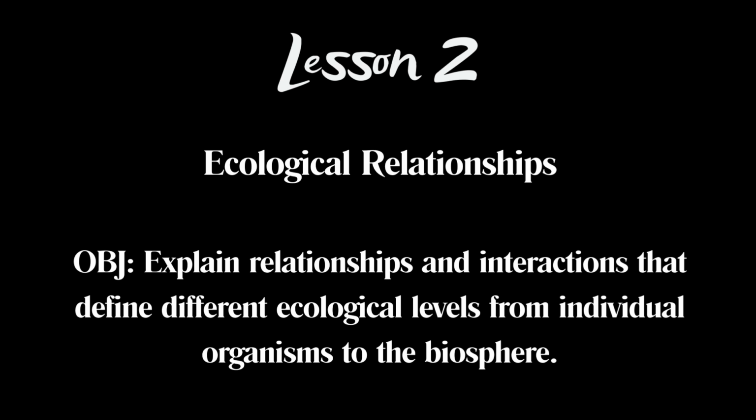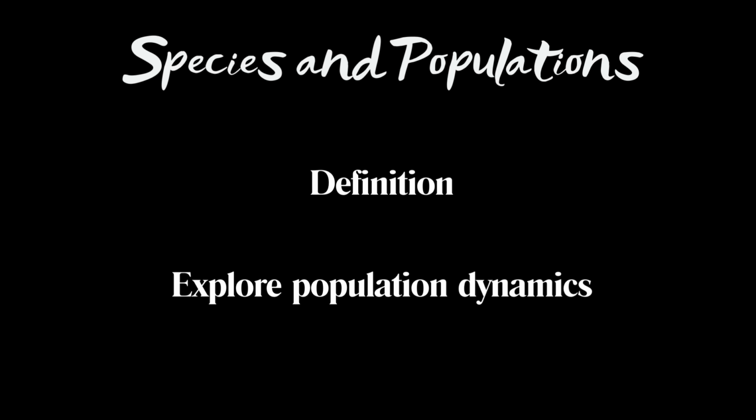Objective: explain the relationships and interactions that define different ecological levels from individual organisms to the biosphere. Species and populations: define species as groups of interbreeding organisms. Explore population dynamics and how populations interact within a community.